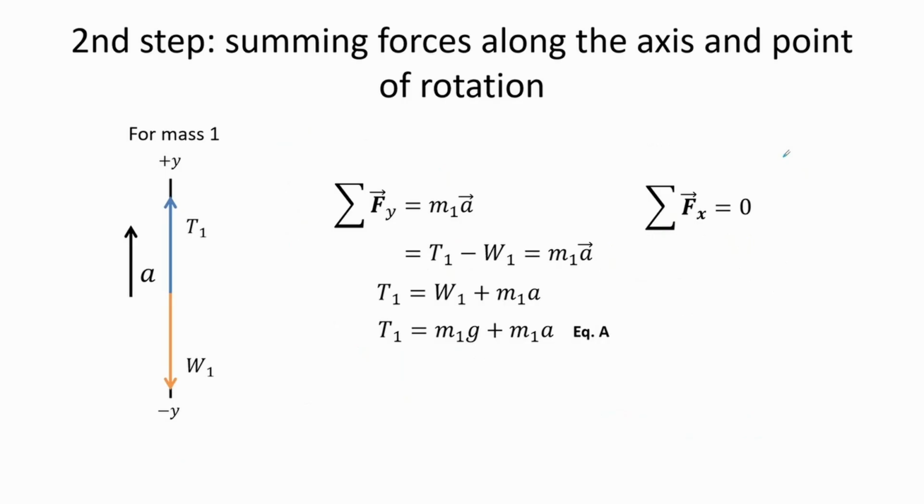The next step is the summation of forces. We sum forces along the y-axis and we get that tension 1 is equal to mass 1 times gravitational acceleration plus mass 1 times acceleration a.